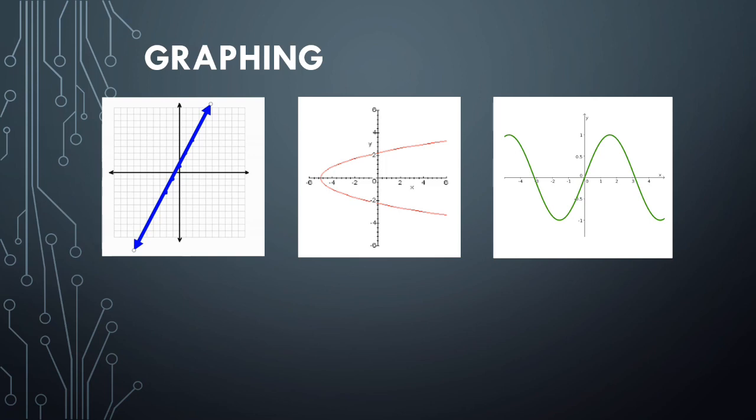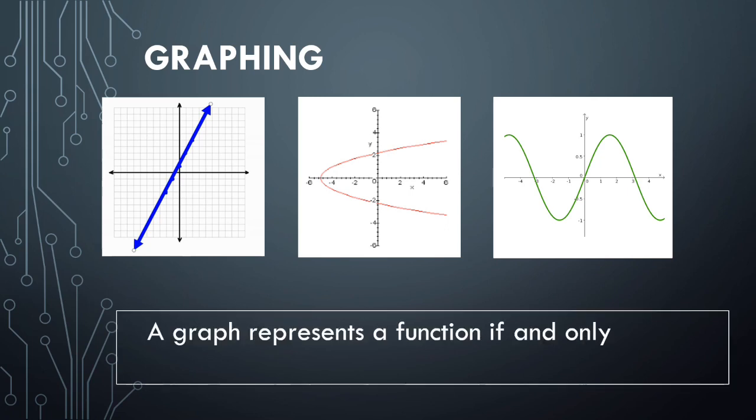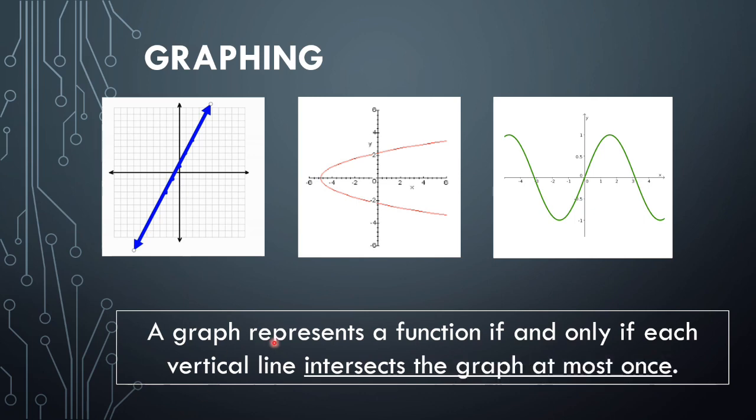Okay, let's have a representation of relations and functions through graphing. We have an example of three graphs. The first one is a linear graph, the second one is a parabola, and the third one is a trigonometric graph. So how will you determine if the graph is a function or not a function? A graph represents a function if and only if each vertical line intersects the graph at most once.